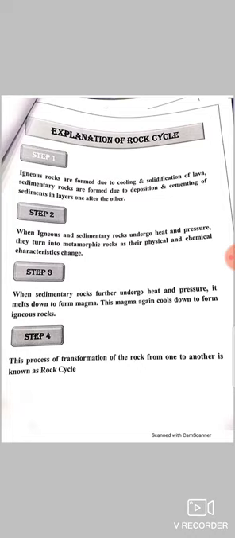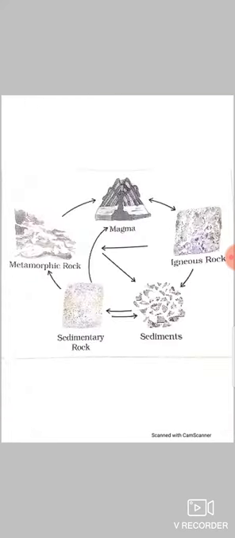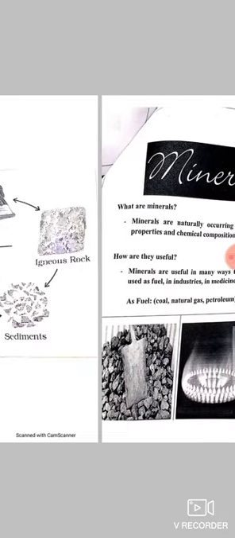So this is a cycle. This process of transformation of rock from one to another is known as the rock cycle, because igneous goes to sediment, sediment to metamorphic. It can also be sediment to igneous, or metamorphic to sediments. You can see the diagram also: metamorphic, magma, igneous, sediments, sedimentary rock. So this is the conversion of one rock into another. It is known as the rock cycle. This cycle keeps going, continuous.